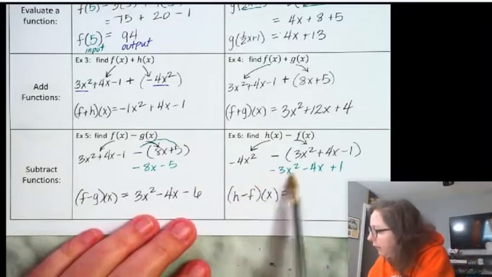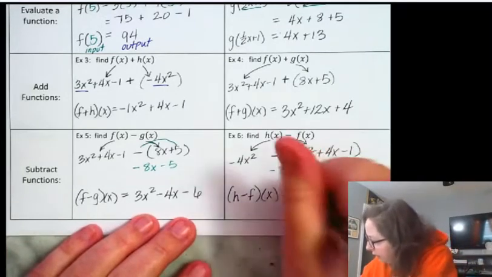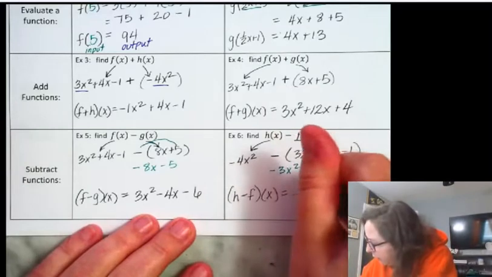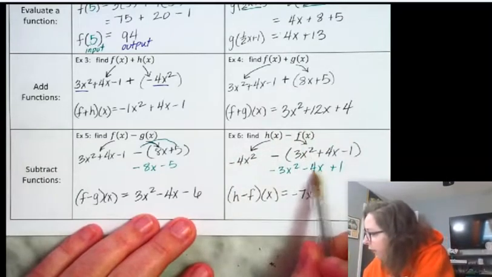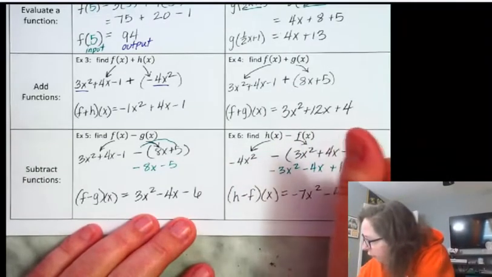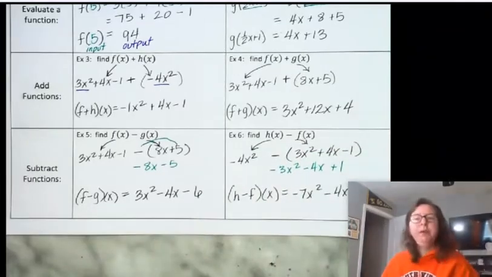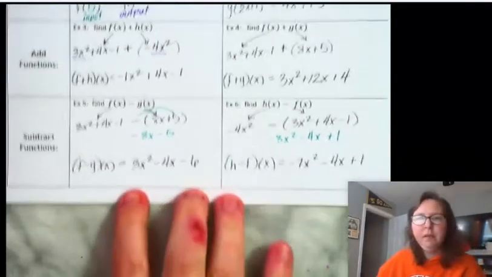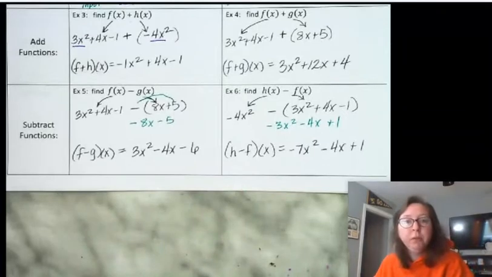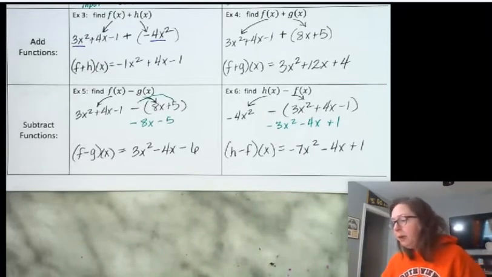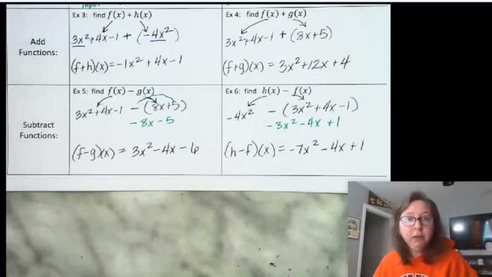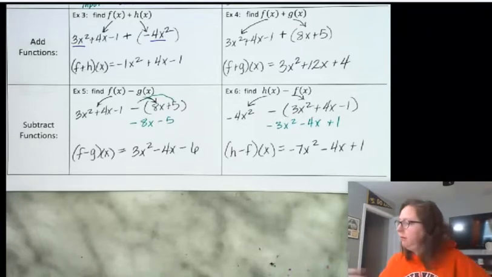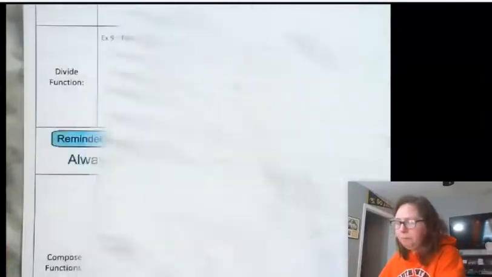Okay, so now I'm ready to combine my like terms. Negative 4x squared and negative 3x squared is negative 7x squared. And then there's nothing else to combine with these last two terms, so I just bring them down. Whoops, can you see that? Okay, and so that's it. That is evaluating a function, adding functions, and subtracting functions. Let's move on to what it looks like when we're multiplying them.